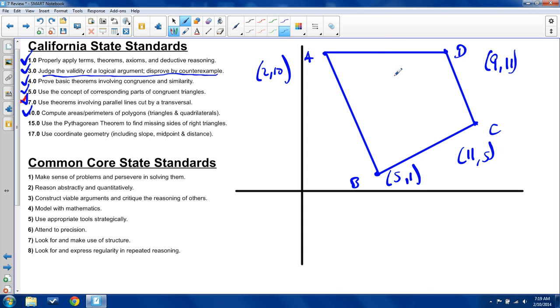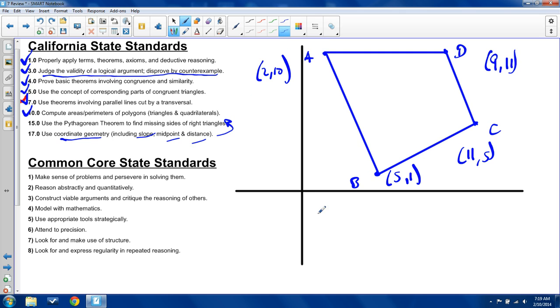Okay, and I want to figure out what kind of shape this is. If there's a unique shape behind it, like this could be a trapezoid or whatever else, and use reasons behind that. So using coordinate geometry, including slope, midpoint, and distance, I can do things with this. Not so much with midpoint, but using slope and distance, I can figure out what kind of shape this is. So think about this. And by the way, distance ties in with Pythagorean theorem. That's why I'm going to talk about it.